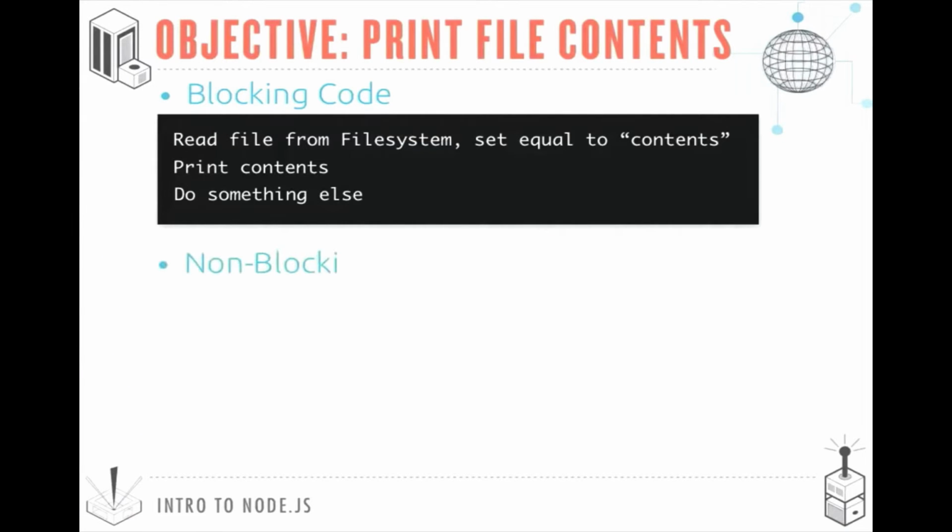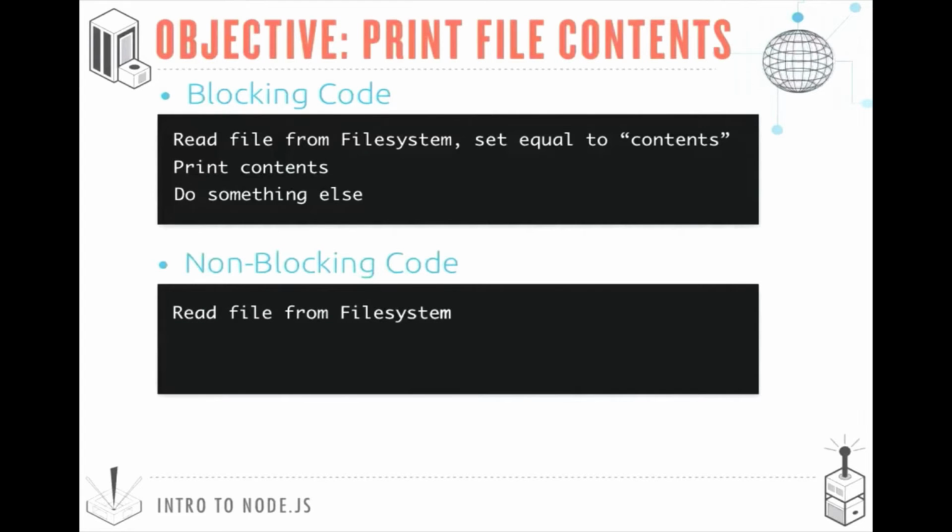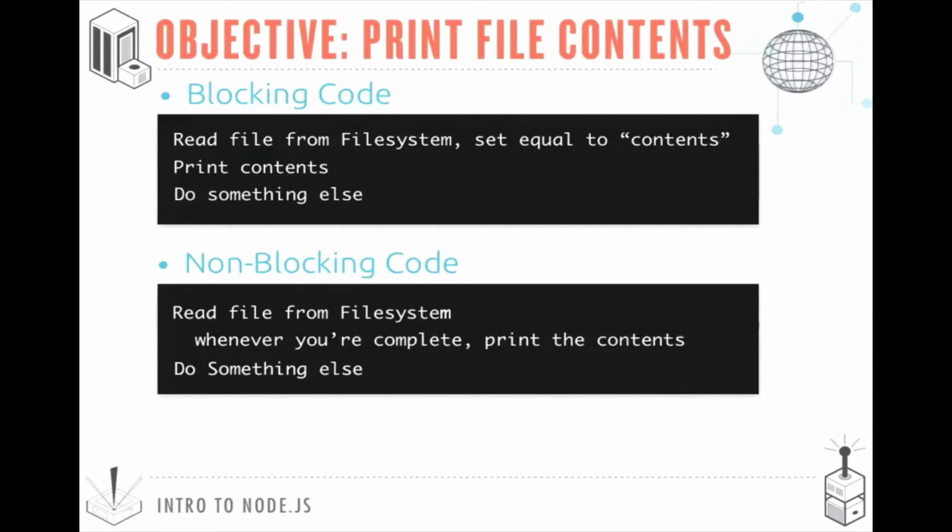And then, obviously, we can do something else. What would a non-blocking version of this code look like? Well, we might read the file from the file system. Whenever we're complete with that, print out the contents from the file, and then finally do something else. That technique, saying when you're complete, do this, we call a callback. We're going to call back that function once the file is done reading. Executing the pseudocode might go like this: we read the file from the file system, we might do something else, so it's simply going to continue on, and then at any point in the future, when it's done reading the file, it's going to print the contents.